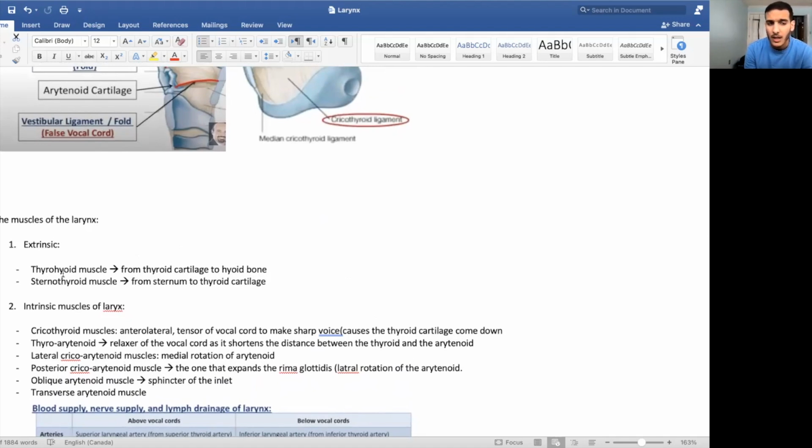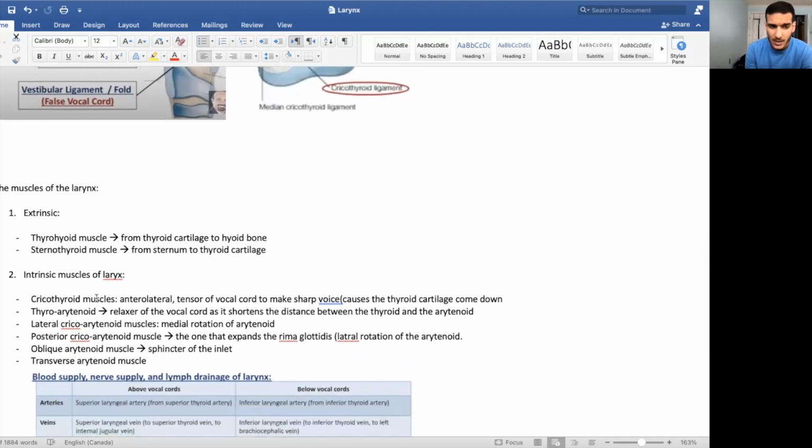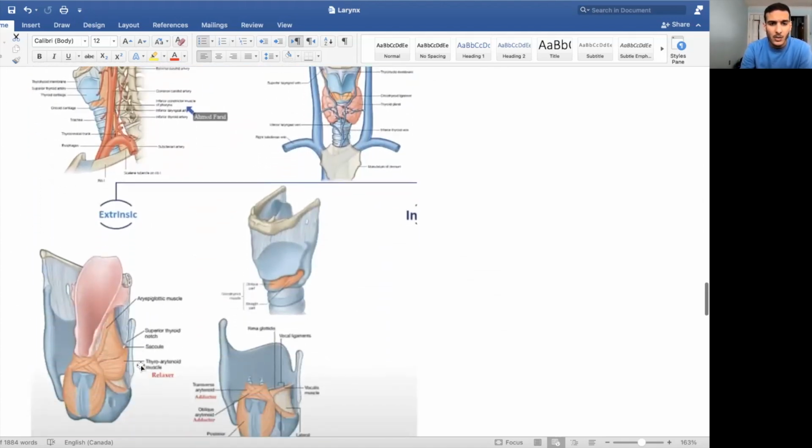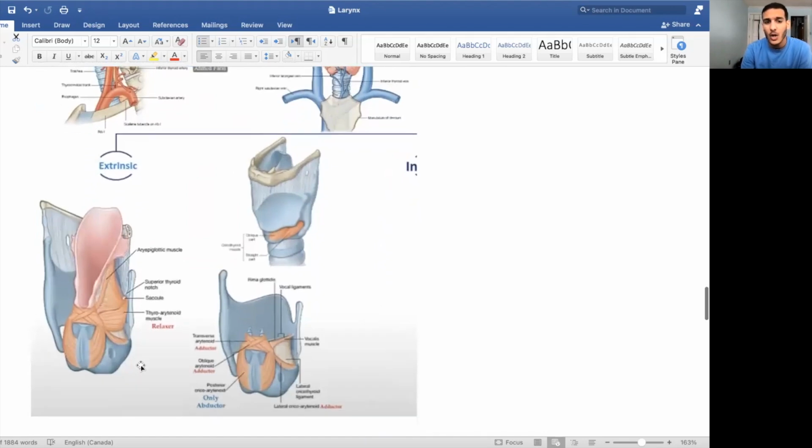The extrinsic, the first one is the thyrohyoid muscle from the thyroid cartilage to the hyoid bone, of course, and the sternothyroid muscle from the sternum to the thyroid cartilage. Okay. The intrinsic muscles of the larynx are the cricothyroid muscle, the thyroarytenoid muscle, the lateral cricoarytenoid muscle, the posterior cricoarytenoid muscle, the oblique arytenoid muscle, and the transverse arytenoid muscle. And so you would need to understand how these muscles are situated, what their functions are, and how they are able to move the structures.